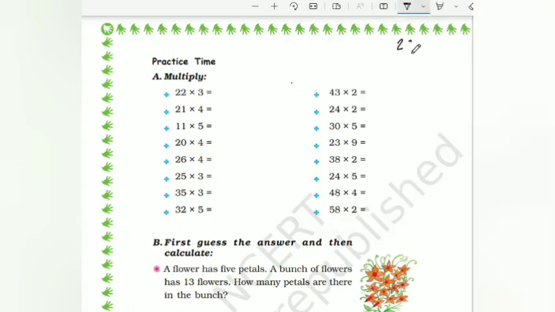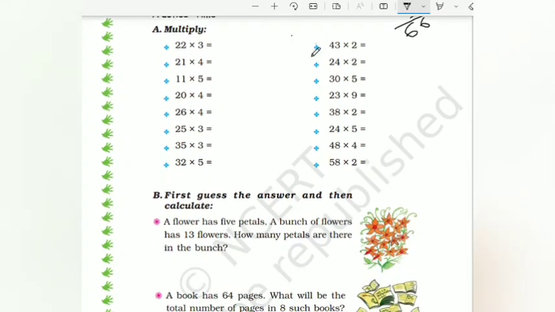22 is given, multiplied by 3. 22 times 3. 3 into 2, how much? It is 6. Here 3 into 2, that is 6. So the answer is 66 for the first one.